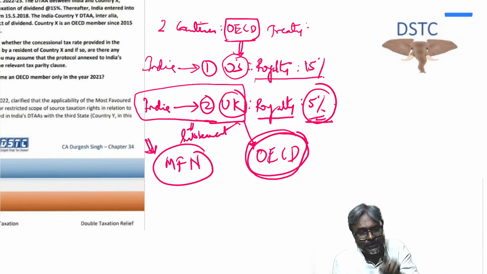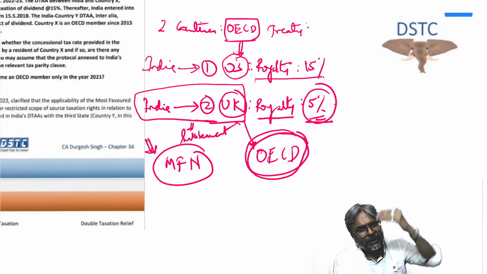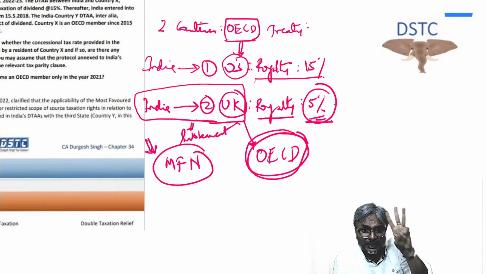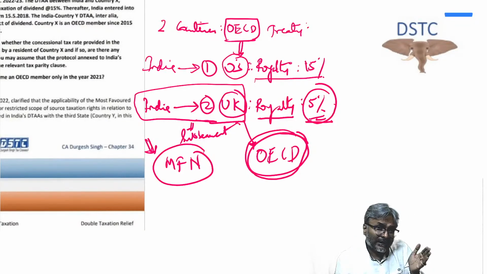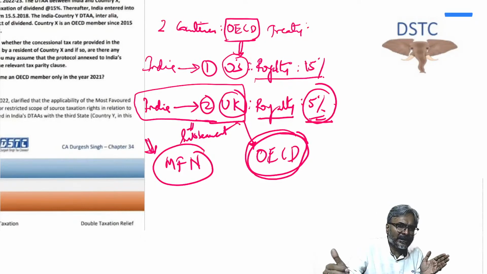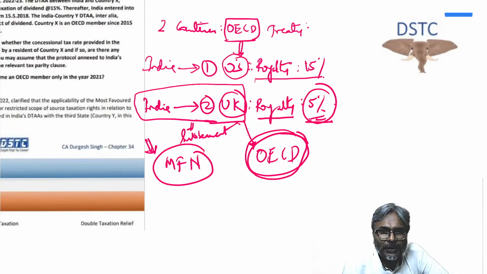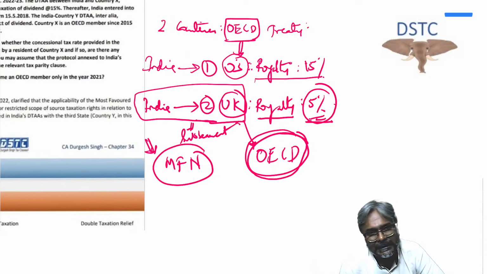After the India-US treaty, it should be the India-UK treaty. That's the first condition. Condition number 2: both the US and the UK should be OECD countries. That is the second condition. And the third and most important condition is that when the second treaty, which is the India-UK treaty, was entered into, the UK was already a member of the OECD.